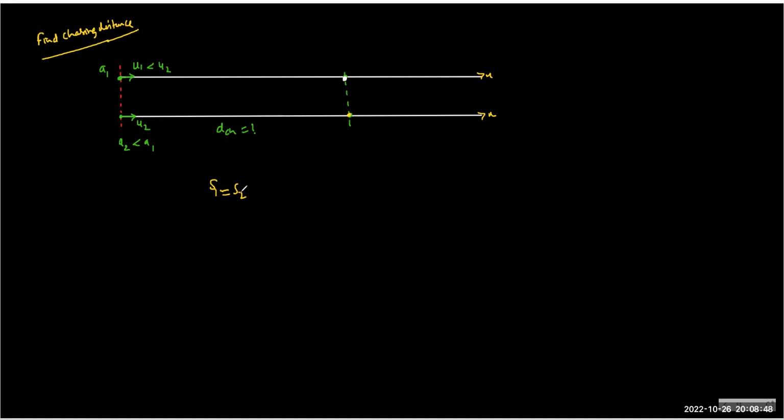Okay. So what is the time coming here? If you solve this equation, what is the time T coming? So time is 2 into (U2 minus U1) by (A1 minus A2). That's it.